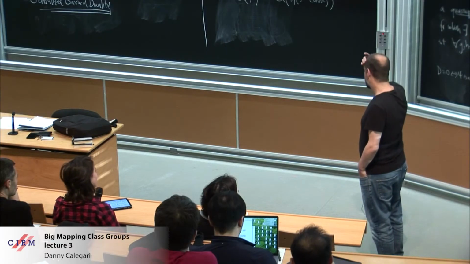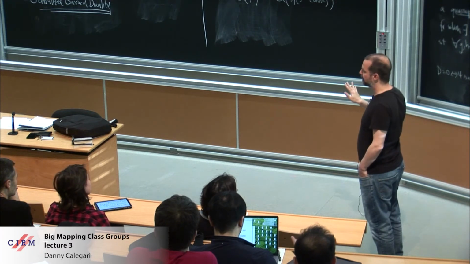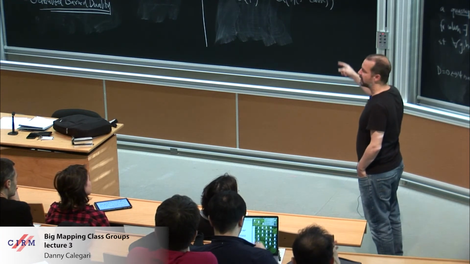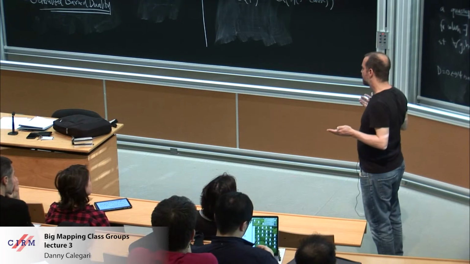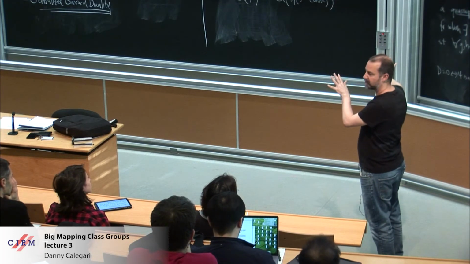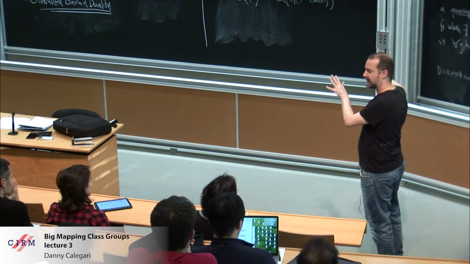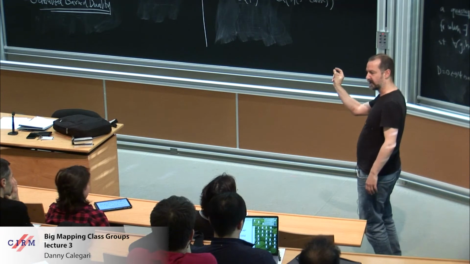Bigger is maybe not exactly the right statement, but the mapping class group of the plane minus, let's say, a countable number of points with one limiting to exactly one point injects into the mapping class group of the plane minus a Cantor set, by just taking each one of those points and replacing it with a little Cantor set. So that gives you an inclusion in one direction.